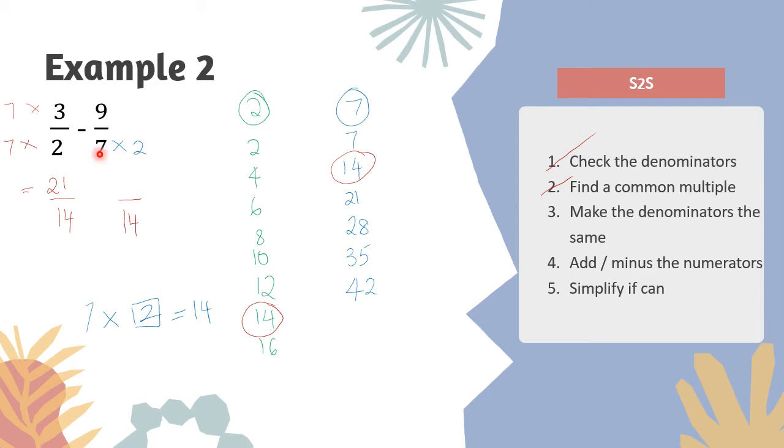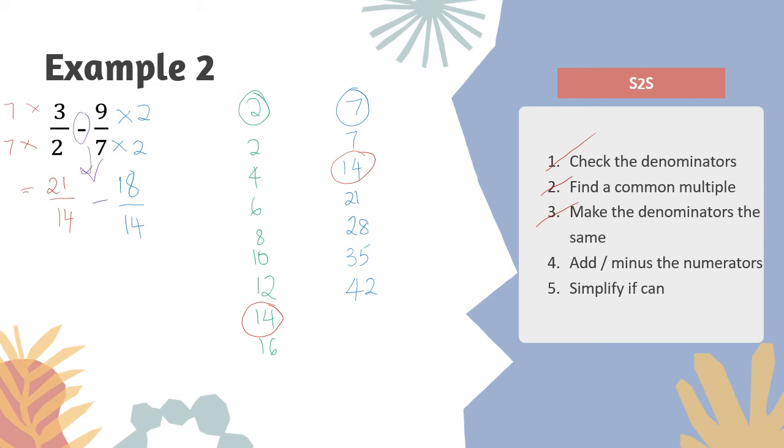So whatever you do to the bottom, you have to do to the top. So you have to multiply the top number with 2. So we have, what is 9 times 2? Let me just change the color so you can see the difference. 9 times 2 is 18. So we have made the denominators the same. So we are done with step 3. Next, add or minus the numerators. So the question is asking you to minus, so you bring this down.